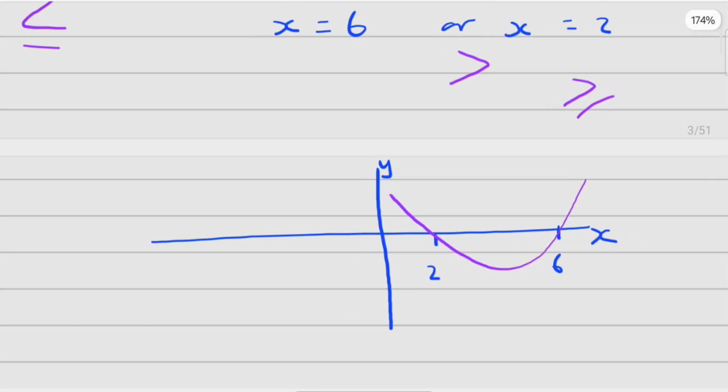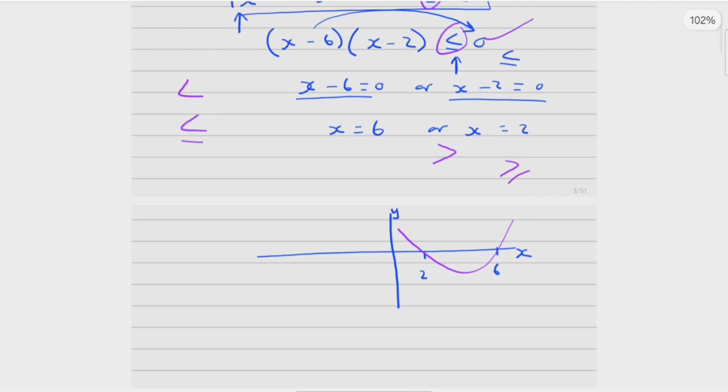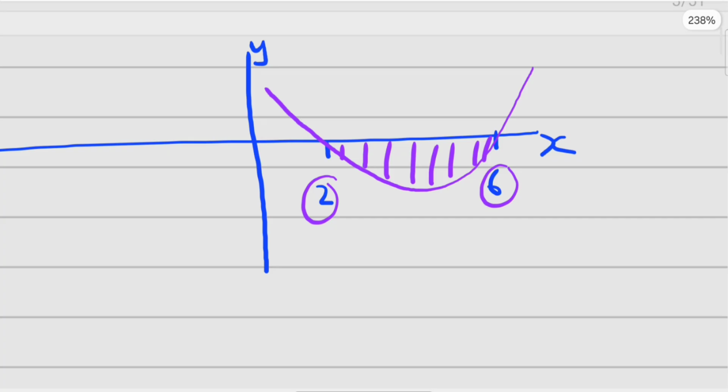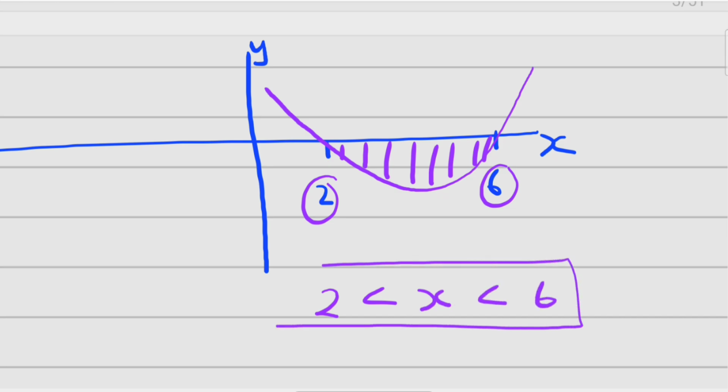So for this particular equation, we have less than or equal to, meaning we're dealing with this. And you can see that we have that region from x being equal to 2 to x being equal to 6. So we put it this way. 2 is the lowest value that x can take, and the biggest value is 6. Then we write it like this. It's like we're saying from 2 to 6.